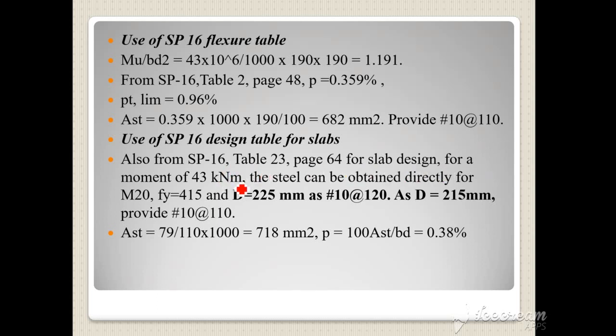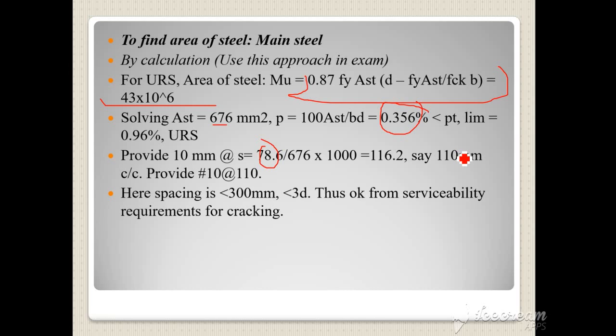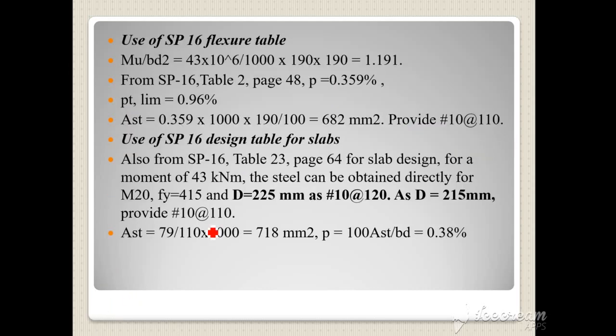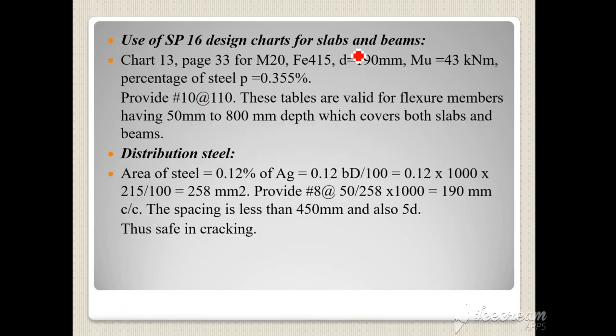For a moment of 43 kNm, the steel can be obtained directly for M20 Fe415, and the provided D is equal to 215 mm. So reinforcement as per this table is coming at 10 mm at 120 mm center to center, as D is 215 mm. So among these three values, the best design is 10 mm reinforcement at 110 center to center. So Ast stays 718 mm square.